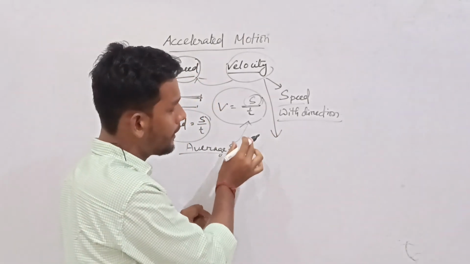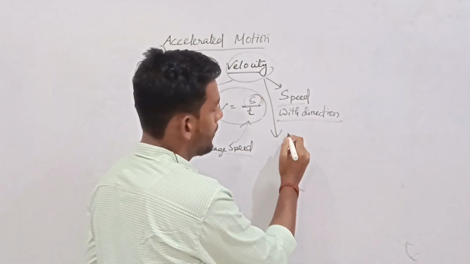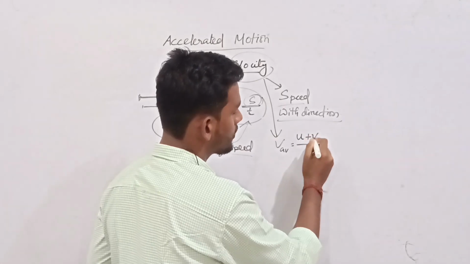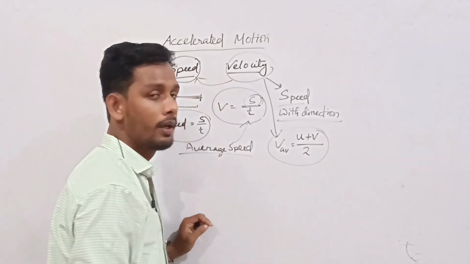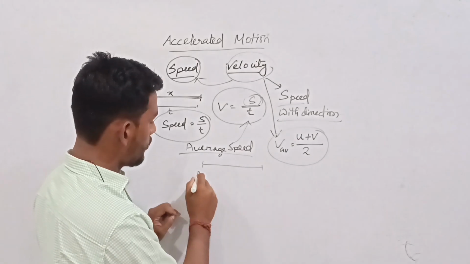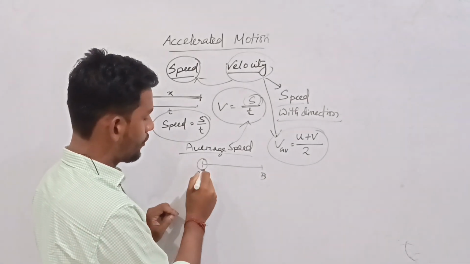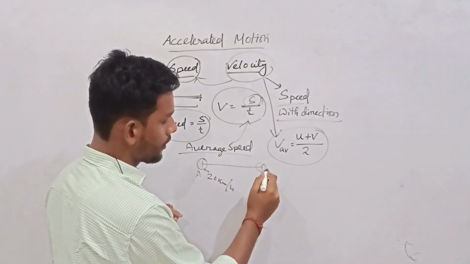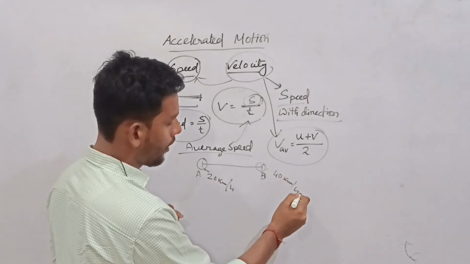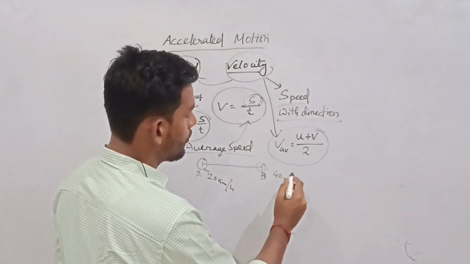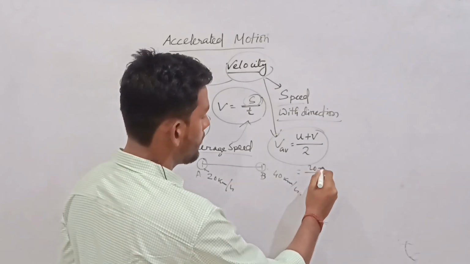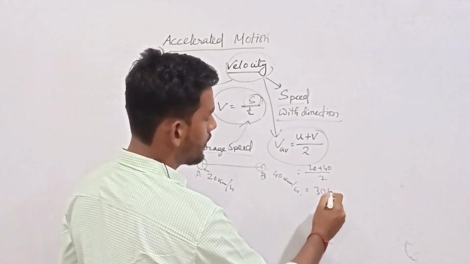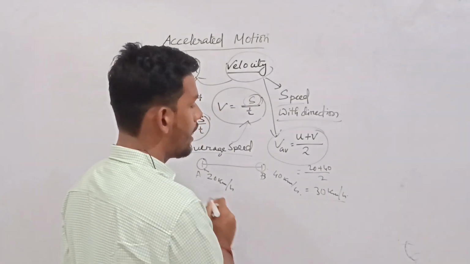Same for velocity, if you want to find average velocity, you can find it by this formula: V average is equal to initial velocity plus final velocity divided by 2. Suppose you are moving from point A to point B. You have a velocity here of 20 kilometer per hour, and here you have a velocity of 40 kilometer per hour. So what will be the average velocity? The sum of these two, 20 plus 40, divided by 2. 20 plus 40 is 60, by 2 is 30. 30 kilometer per hour will be your average velocity.